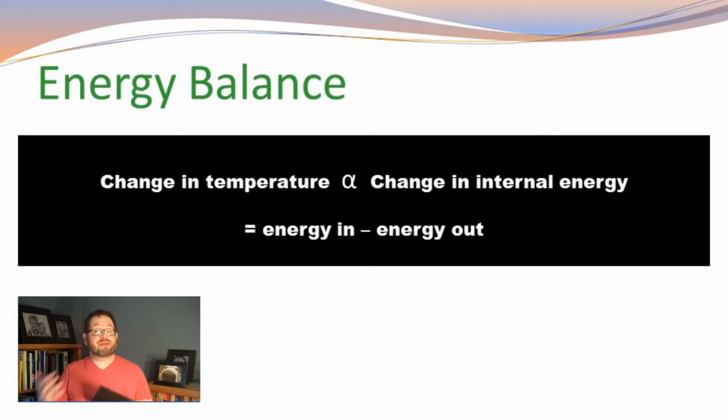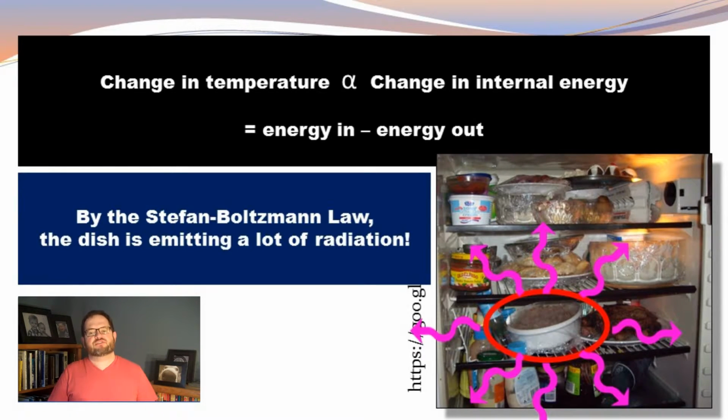Therefore, changing the temperature of something, be that the planet, or be that the pizza in your oven, is all about the difference between the amount of energy going into the object from its surroundings and the amount of energy coming out of the object and going out into its surroundings. And probably the easiest example to think through as to how this is going to work is to think about a dish put into a refrigerator.